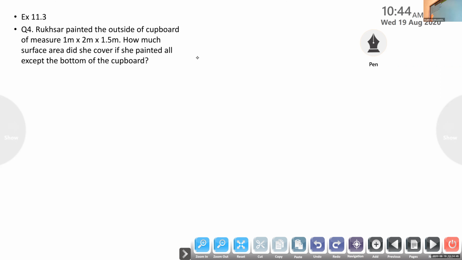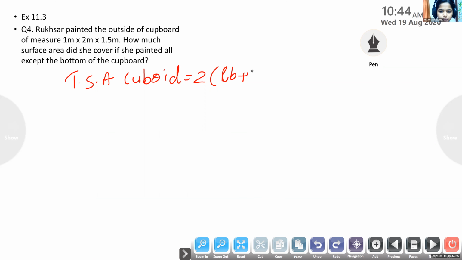Okay. So, total surface area of cuboid equal to formula? Ma'am, 2 into LB plus BH plus HL. Somebody in between told 6L square. It is not that. Don't confuse the cuboid and cube. Okay.